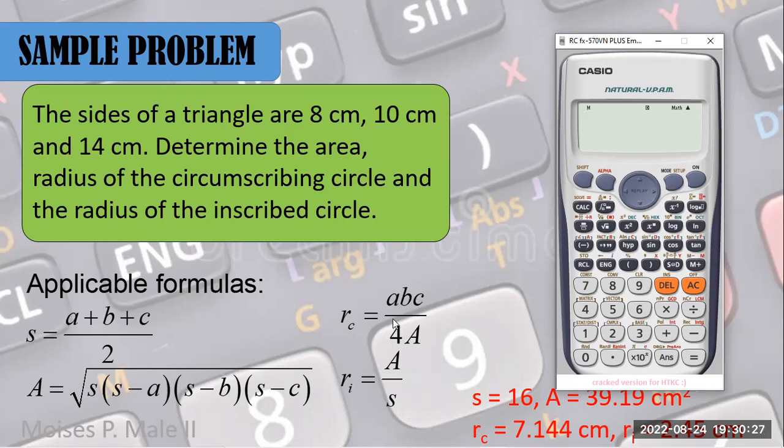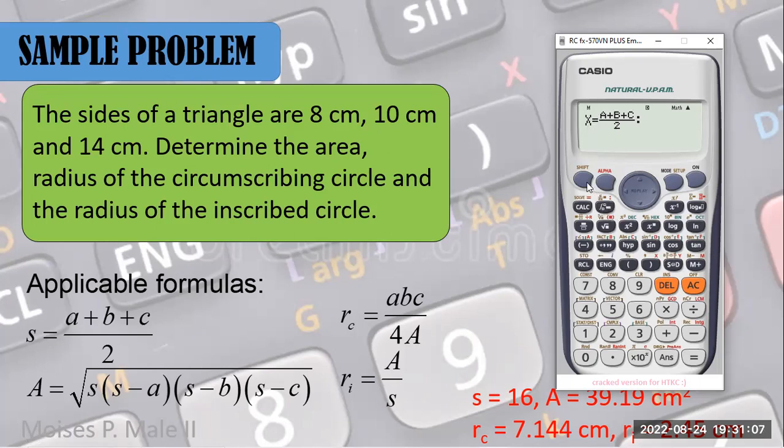Para pag-calculate nyo dyan, yung last two values will be for both radius of circumscribing circle at saka radius of inscribed circle. So, let's try natin. Instead of S, we use X. Okay, so alpha equals A plus B plus C over 2. Okay, that is for the S. Okay, but we use X.